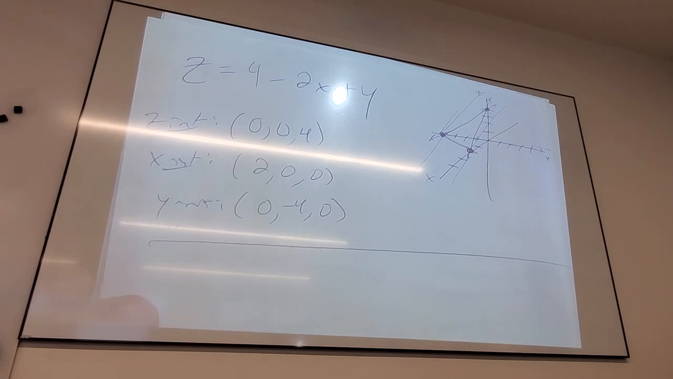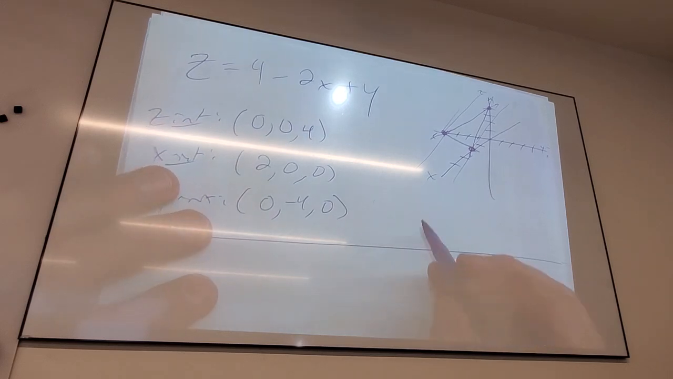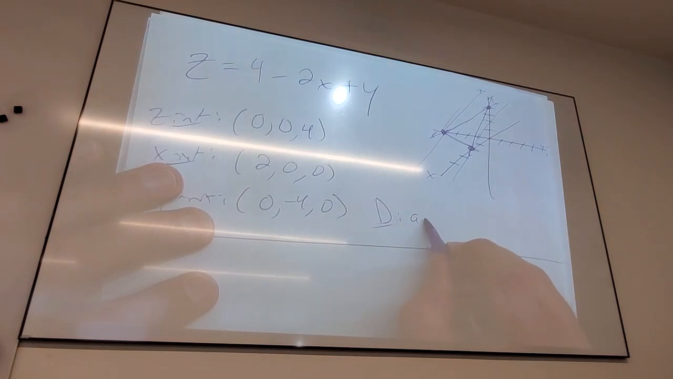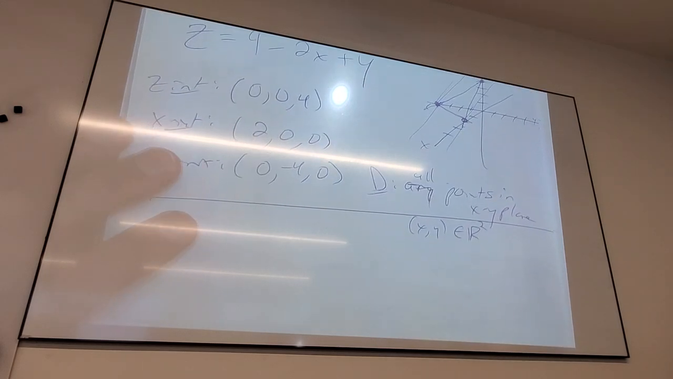Could you say R squared? Yes, because the XY plane is also known as R squared. So if I said what's the domain, you could say any point, or you could say all points in the XY plane. You could say XY element of R squared. Is that cool?